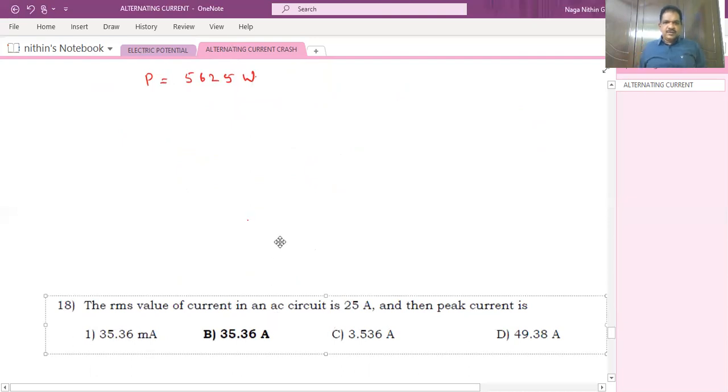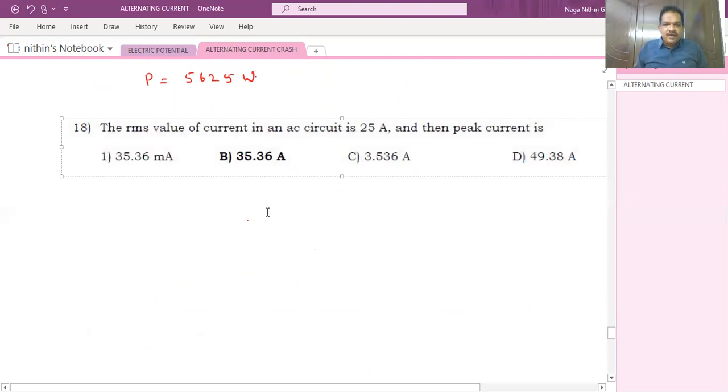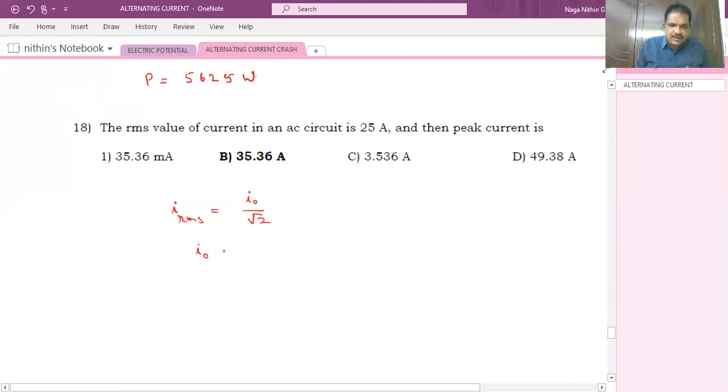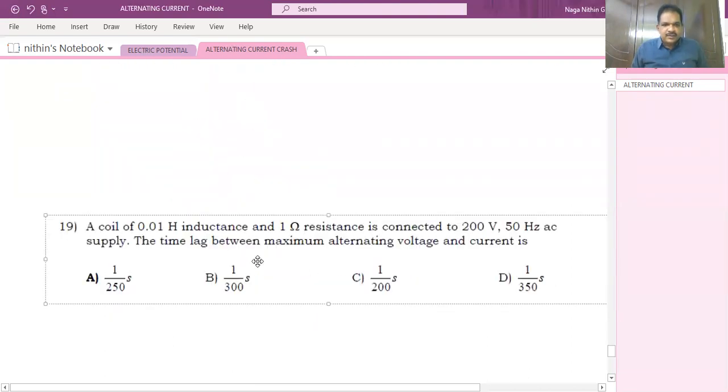See the next question, 18. What they are asking, say, RMS value of current is given. Peak current is how much? Simple question. Irms is equal to I naught by root 2. I naught is equal to root 2 into Irms. Root 2 value 1.414, RMS value 25. If we calculate this one, 35.35 ampere will come. This is the answer for it.